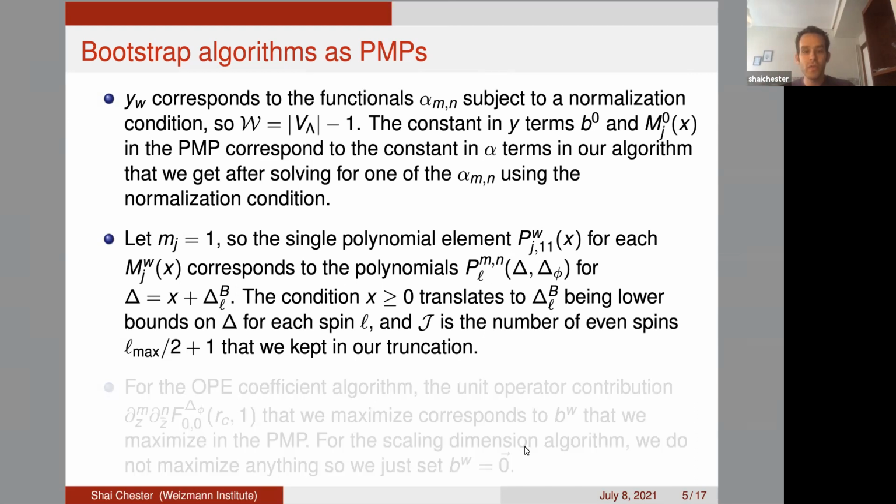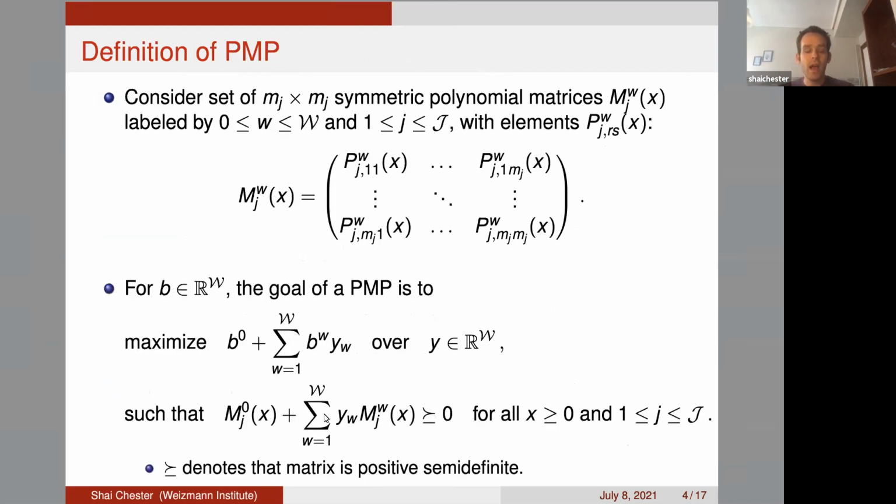So just to make sure this is clear, let's go back to the slide. And let's just explain again how this would translate to the Bootstrap algorithm. So B is the thing we are extremizing, which will be either a vector of zeros for the scaling dimension algorithm, or the identity for the OPE coefficient algorithm. Y is basically alpha, which is the functional. W is then just the size of the functional.